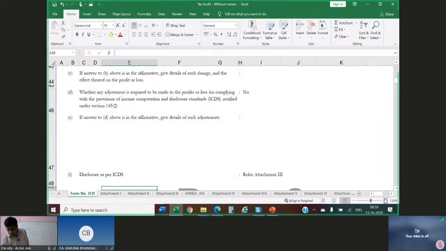So I have one attachment available through which we can understand this in more detail. And F says, disclosure should be given as per ICDS.